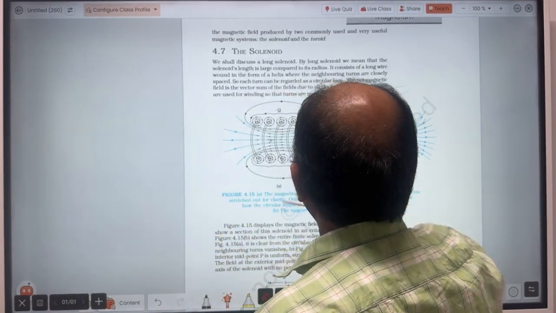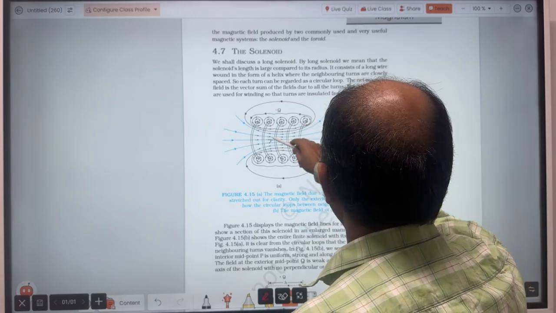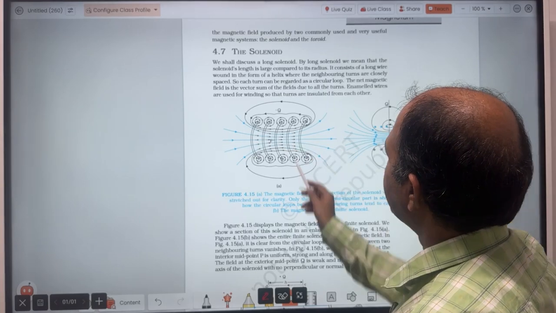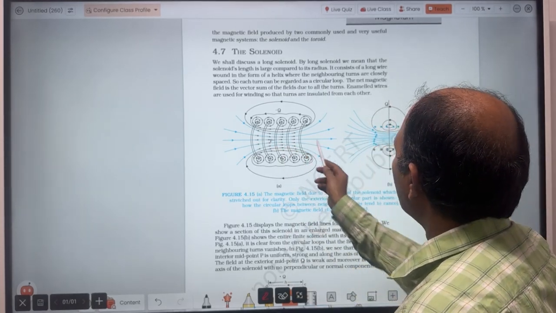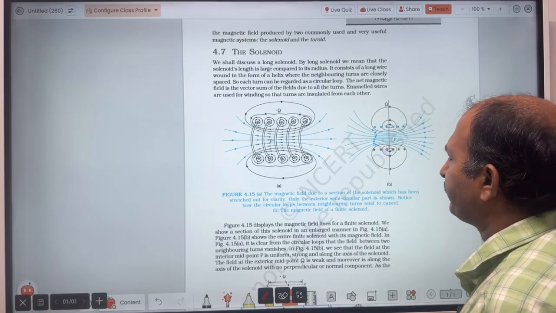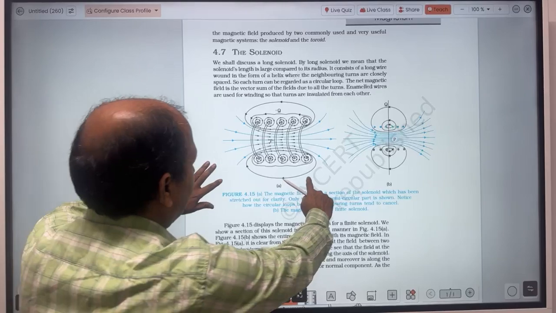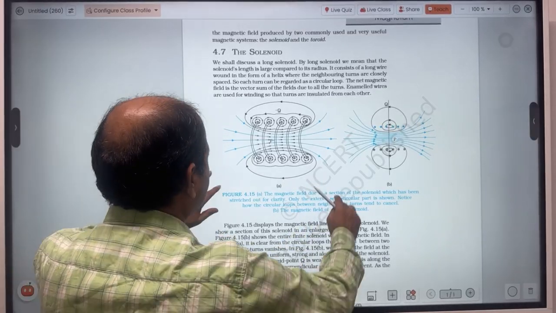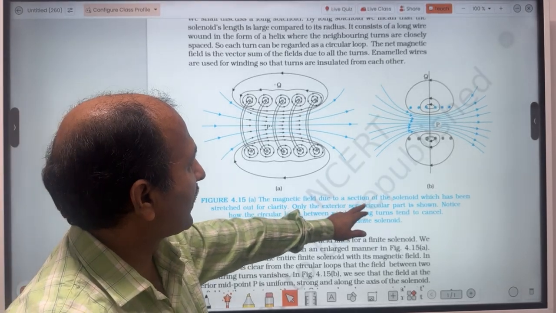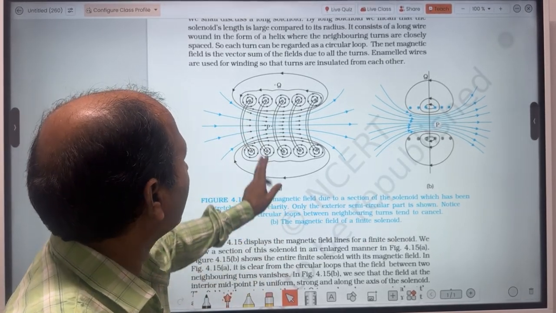So here the diagram is shown, the direction of the magnetic field and its intensity. Inside the solenoid, you will see that the field is almost uniform and outside it becomes almost zero. If you read it, you will find the magnetic field due to a section of solenoid which has been stretched out for clarity.